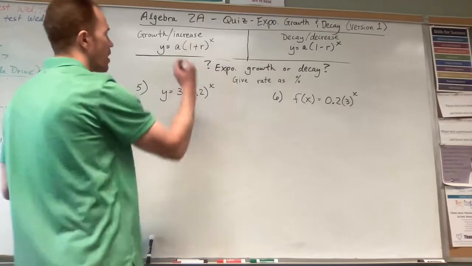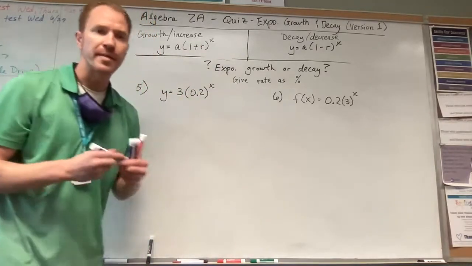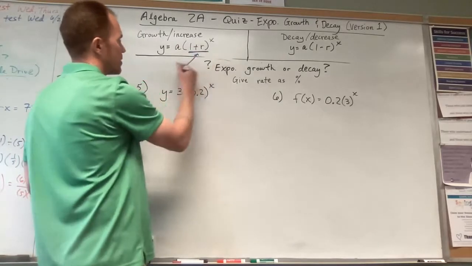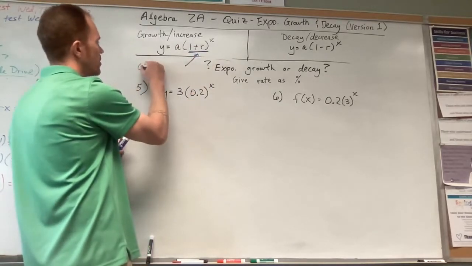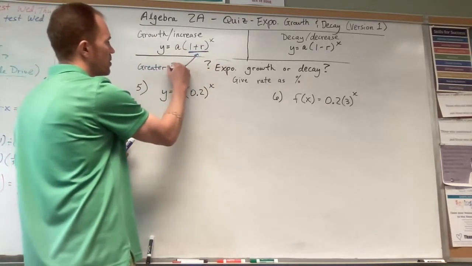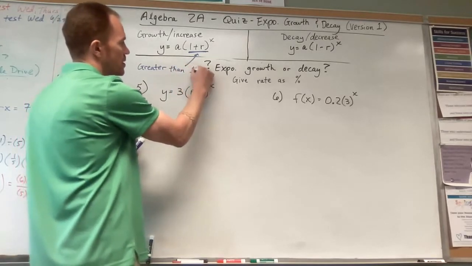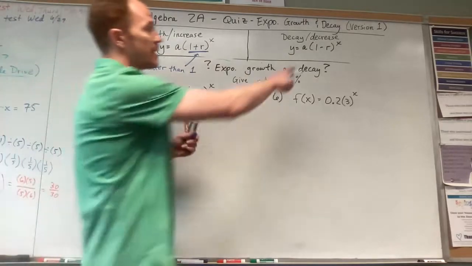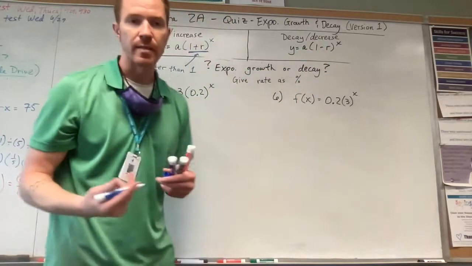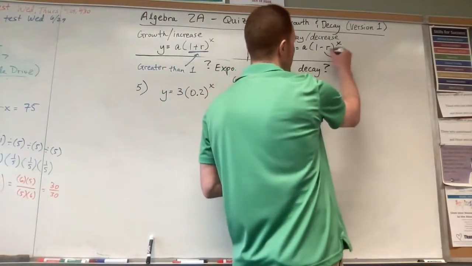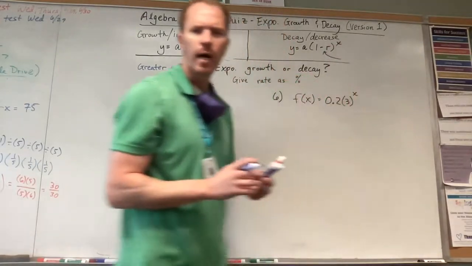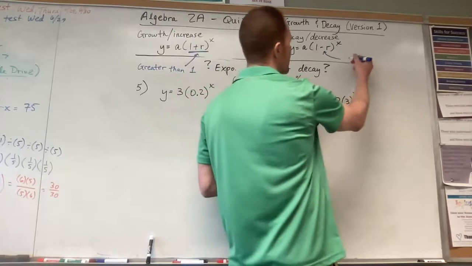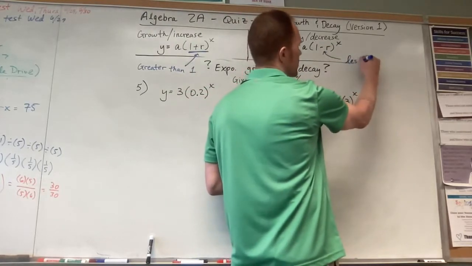So if your rate is always positive, 1 plus r is going to be greater than 1, since we'll add a positive. And here, if you subtract a positive, the percent should never be more than 100%, so the rate should never be more than 1. But this is going to be less than 1.